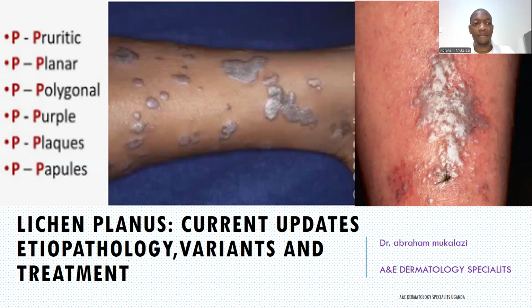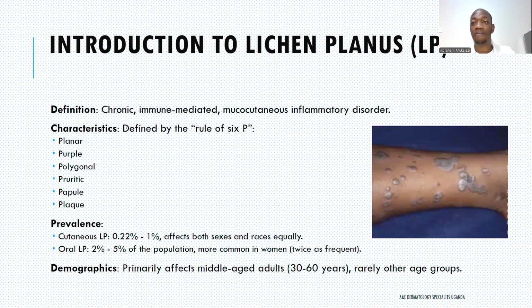So a point to remember, lichen planus is one of the chronic conditions that are immune mediated, and it can affect the skin and mucous membranes in patients who acquire it. And it goes by a rule of 6. At least this one you should remember. Remember the 6 P's, the first P being planar, which means flat. The second P being purple, which sometimes looks violaceous in black skin. And then polygonal, you'll see lesions which have different shapes.